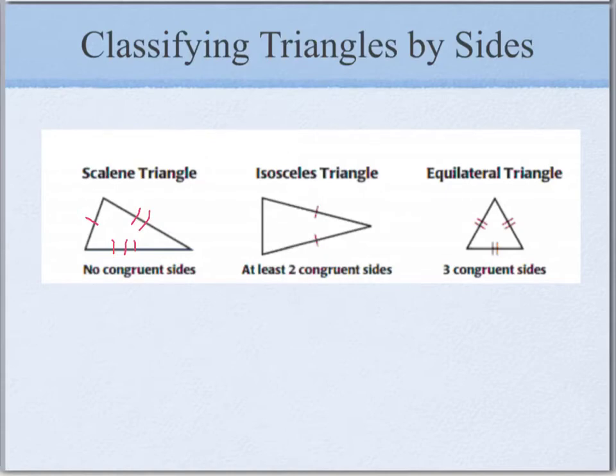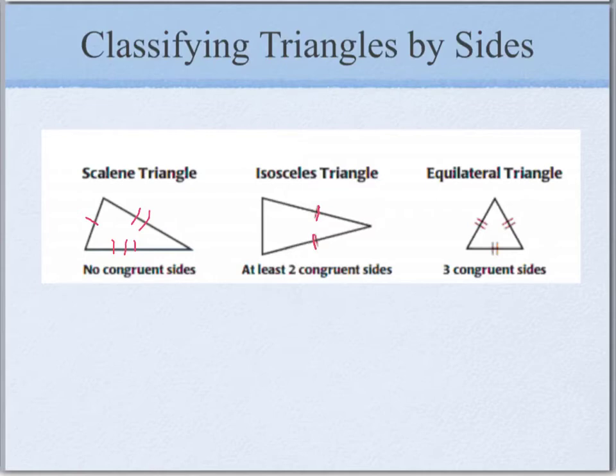Okay? The second way to classify triangles by sides is if there are at least two congruent sides. Okay? In this case, that side and that side are congruent to each other. So we call that, with at least two congruent sides, an isosceles triangle. Okay? And then the last way is by having three congruent sides. And this time we'll call that an equilateral triangle. That literally means equal sides.